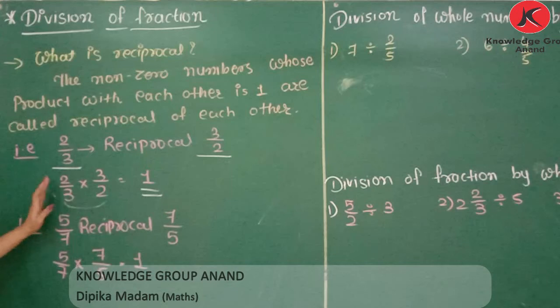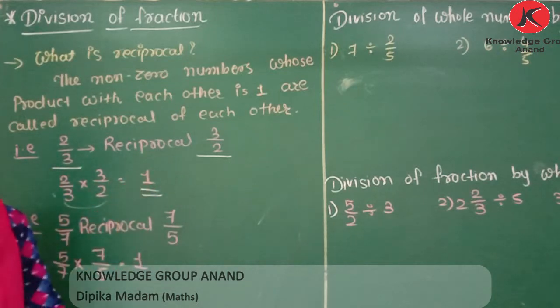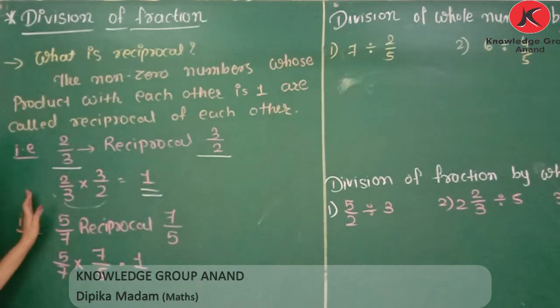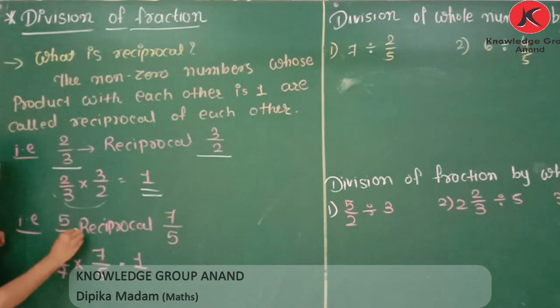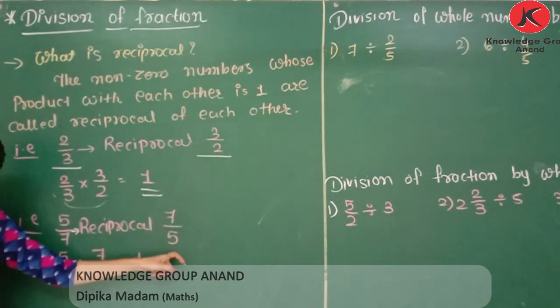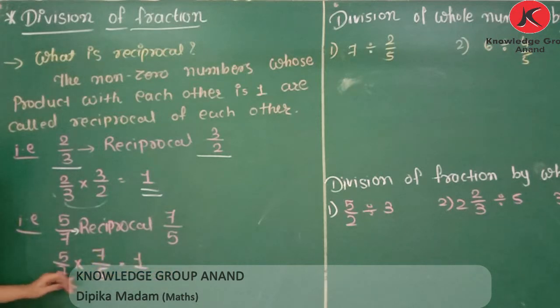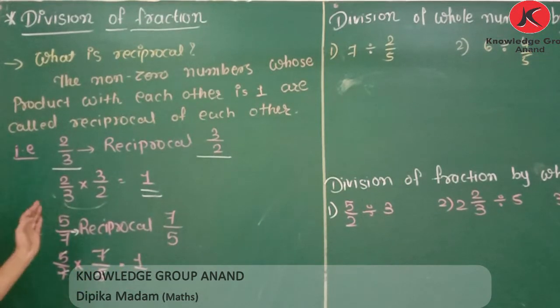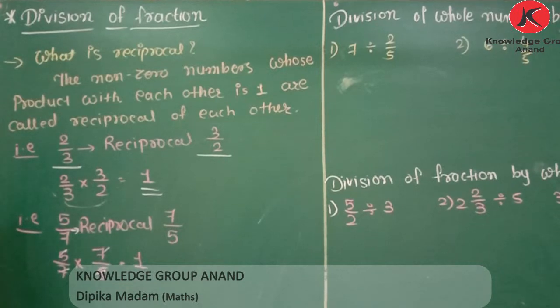Multiply by a non-zero number to get 1. That is called the reciprocal. Here, 5 by 7; the reciprocal of 5 by 7 is 7 by 5. 5 by 7 into 7 by 5. So you can cut the common factors, 5 5 and 7 7. The answer is 1. Clear? Reciprocal is also called multiplicative inverse.